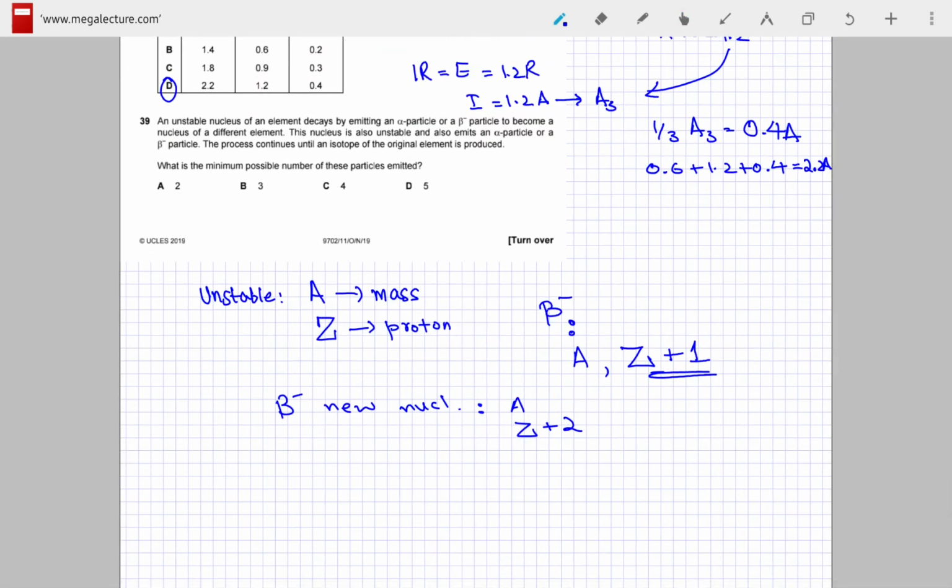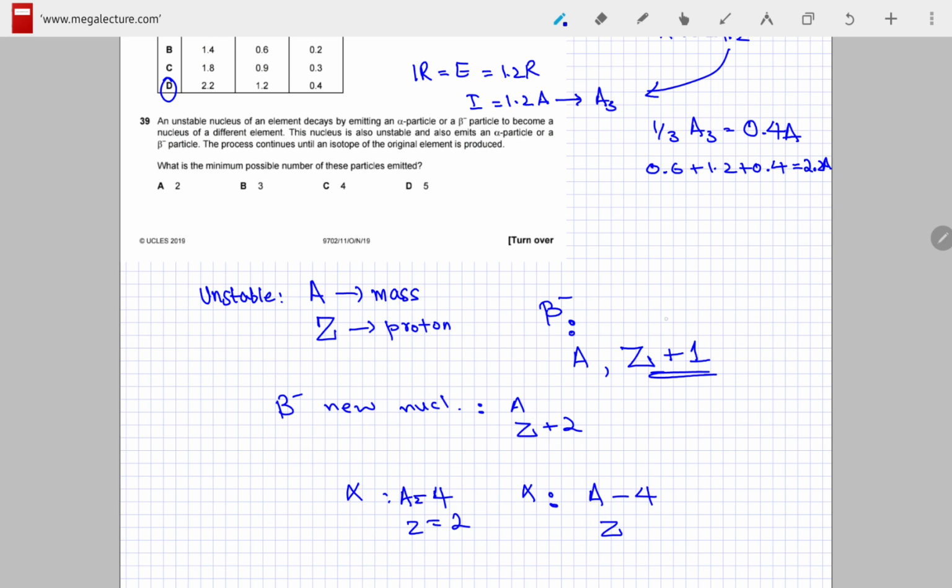So now the minimum number of processes could stop over here, when the final nucleus emits an alpha particle. It would result in a decrease of its mass number by 4 and a decrease in proton number by 2, because alpha has mass number 4 and proton number 2. This is going to produce an isotope of the original element. So by alpha decay, the mass number would decrease by 4 and the proton number would remain Z.